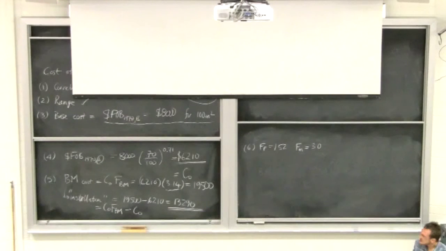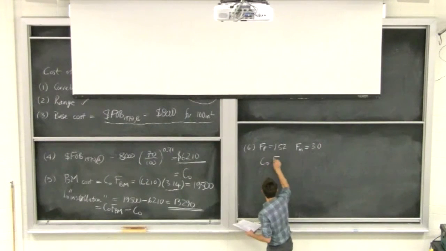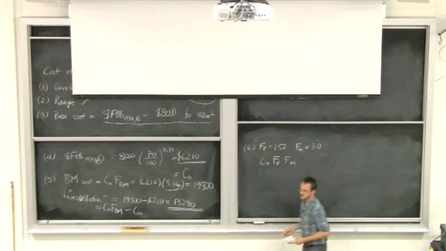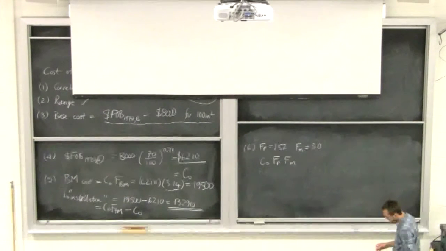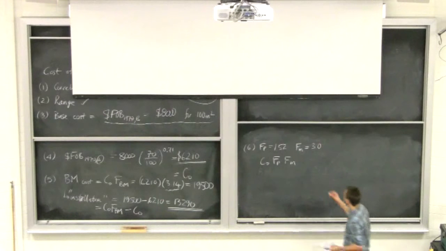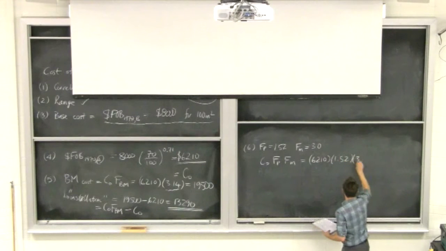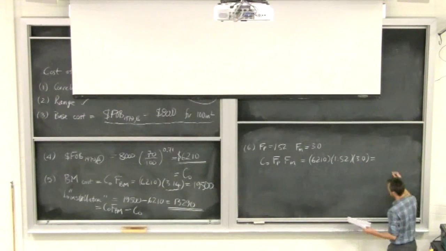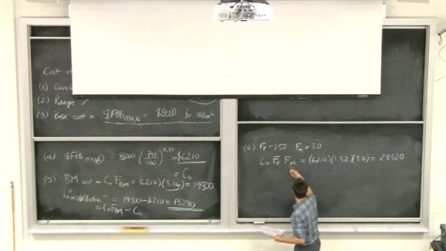Okay. So to upgrade the unit from its basic configuration to withstand greater pressures and to be made from a better material, we're going to pay C naught times FP times FM dollars. Okay. So this is going to be our total cost for the unit, so 6210 times 1.52 times 3.0, which gets you a number of 28,320. Okay. But notice here, I'm taking the base unit and I'm multiplying it by these two multipliers.